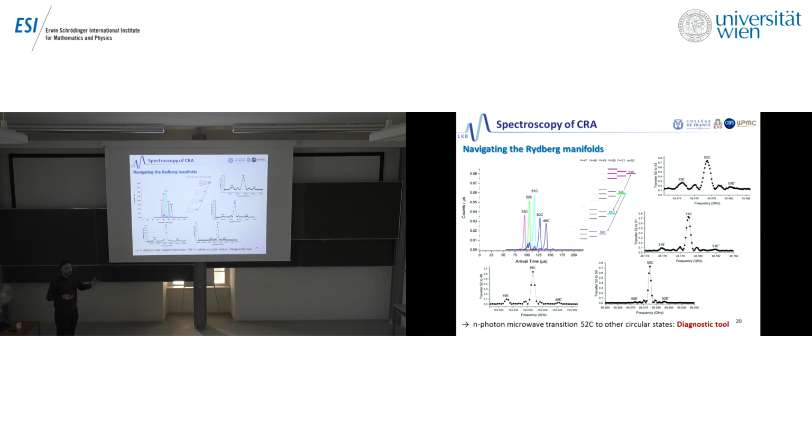Okay, so now instead of just waiting for the atoms to decay and to get populated by blackbody radiation, we can actually do coherent operations between these circular Rydberg states. So we can do essentially spectroscopy. And this will turn out to be a very good diagnostic tool to understand what's happening to our Rydberg atoms. Because again, you have to remember that these circular states have no optical transition, so you cannot use a laser to probe them. You have to rely on microwave.